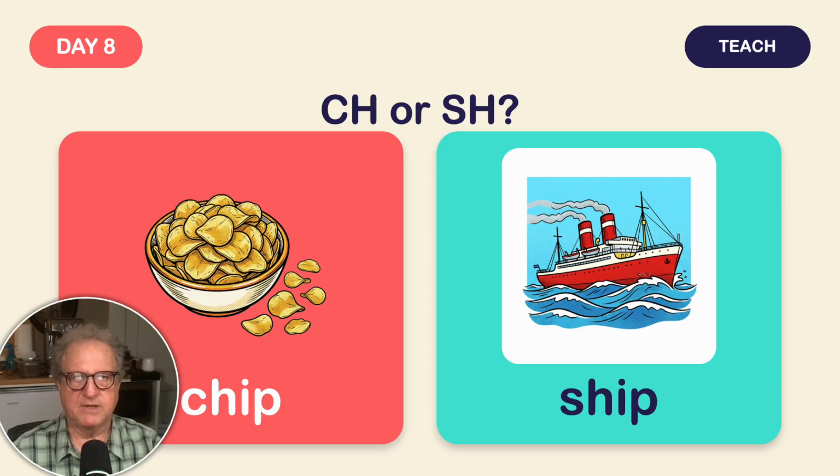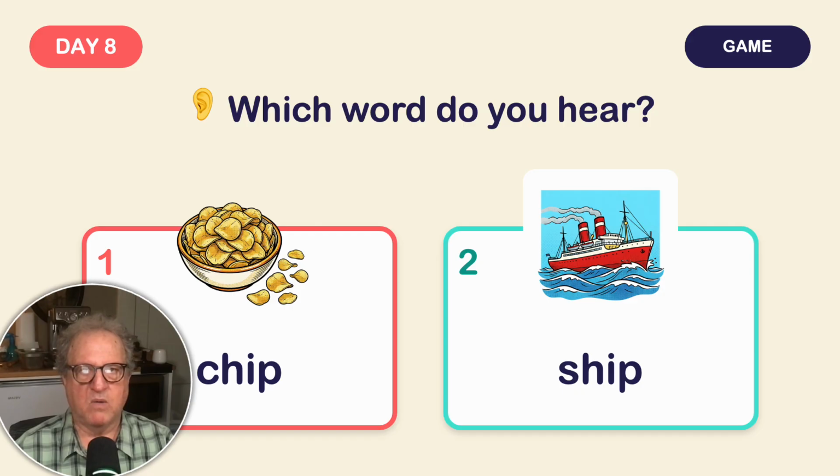Chip. Ship. Chip. Ship. Big mouth. All right, let's try it. Here we go. I'm going to say one word. You tell me which number it is. You ready? Here's the word. Chip. What is it? Is it 1 or 2? Say it out loud. 1 or 2?